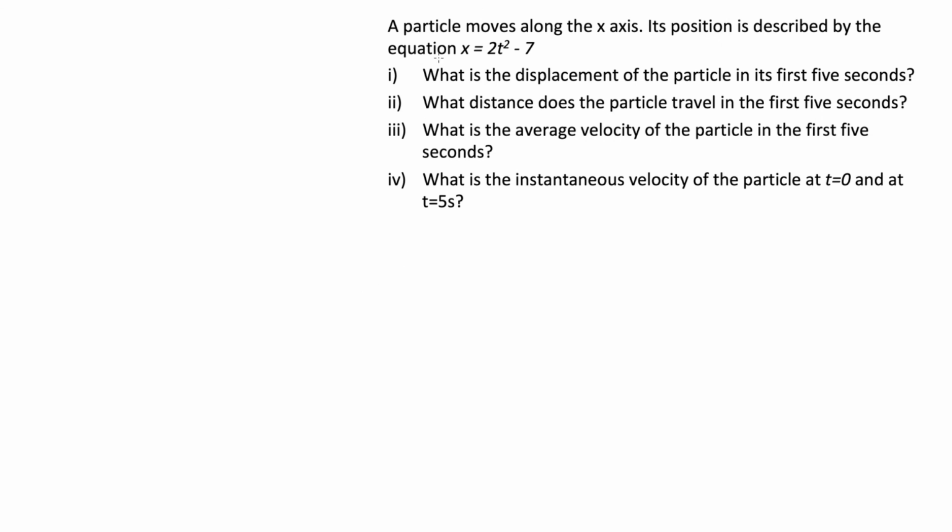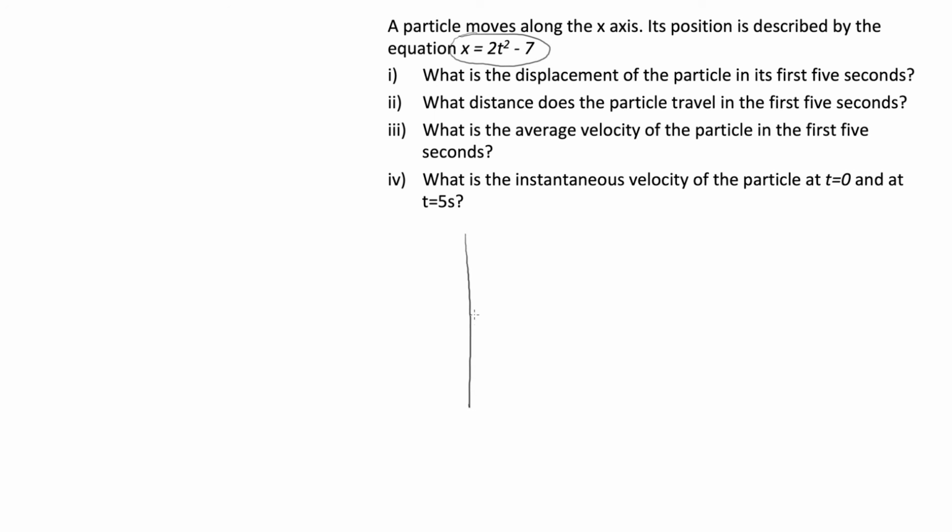So our next problem is a particle moves along the x-axis. Its position is described by the equation x is equal to 2t squared minus 7. And then we're going to need to look for its displacement, its distance, average velocity, and some instantaneous velocities. Now, a good way to start this question is with a diagram showing what this equation means, because we'll need to know if our particle goes forwards, then backwards, or if it just keeps going in the one direction.